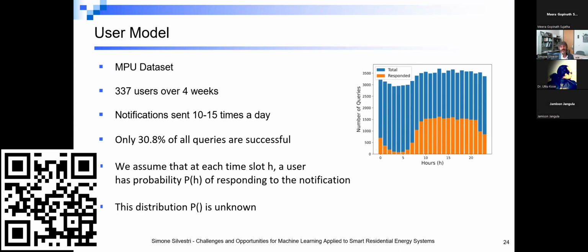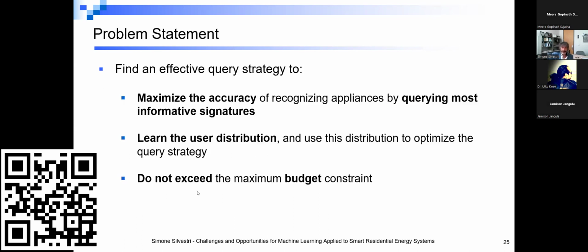So the way in which we model a user is that each user has a certain probability of responding at a certain time of the day, and this probability distribution can be different across different users. And of course, it's unknown, so we also need to learn this. So our problem is to find what is called a query strategy that maximizes the accuracy of recognized appliances by querying the most informative signatures, learns the user distribution of willingness to respond to our query, and at the same time does not query the user too often.